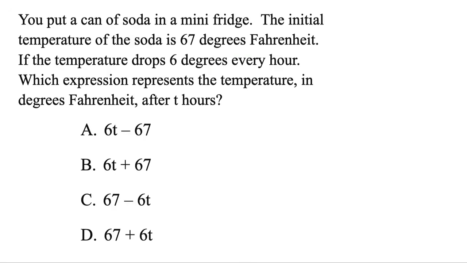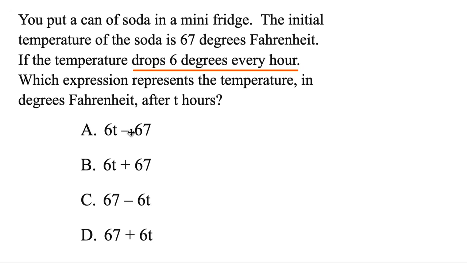You put a can of soda in a mini fridge. The initial temperature is 67 degrees. If the temperature drops 6 degrees every hour, which expression represents the temperature after T hours? Now, one way to do this is just to change T to 1. So what would the temperature be after 1 hour? Well, every time you have a 6T next to each other, it's just going to be 6 times 1, so it's going to be 6. So let's see what happens.